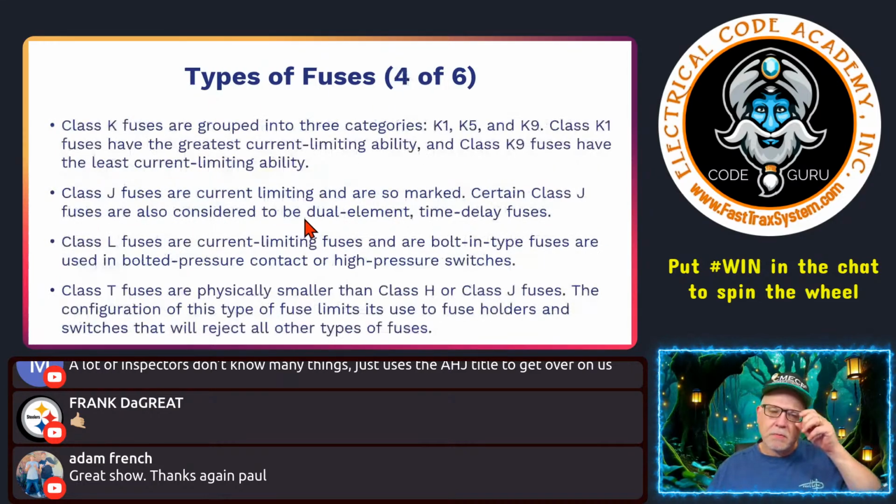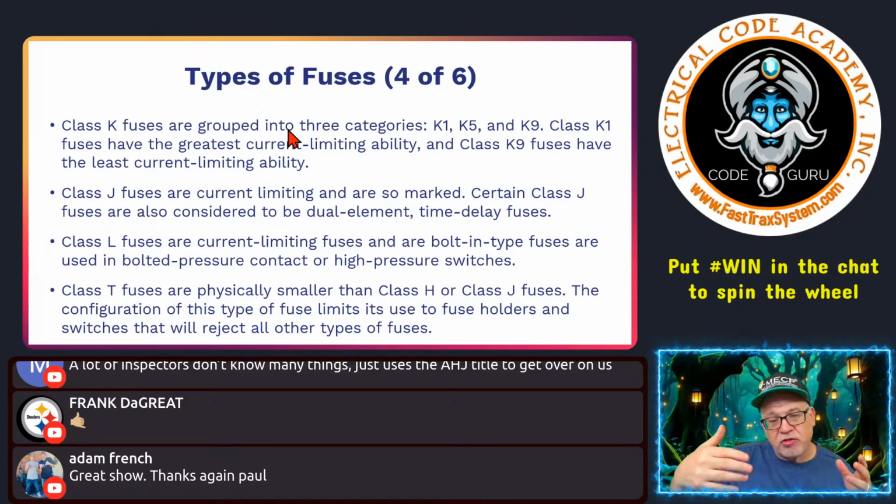All right. Different classes. Now, Class K fuses are grouped into 3 categories. So if you're not familiar with fuses, most of you are. If you've been working with big equipment that has fuses, most things are circuit breakers today. But when you get higher current, or they want to do very detailed selective coordination, fuses are a little easier to do this with. So you'll run into fuses. It says Class K fuses are grouped into 3 categories: K1, K5, K9.